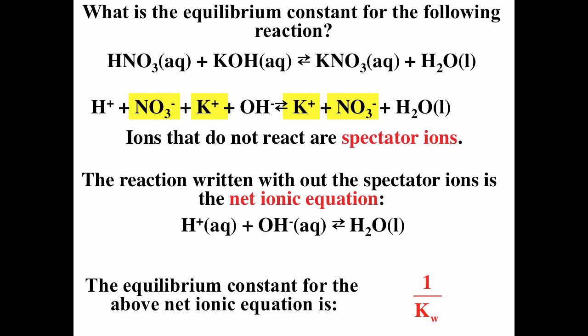The equilibrium constant for the net ionic equation is also the equilibrium constant for the reaction that we started with. So it's kind of cool. To determine equilibrium constants, often what we have to do is figure out the net ionic equation. Once we figure out the equilibrium constant for the net ionic equation, we've figured out the equilibrium constant for the reaction that we started with. Kind of cool. We can look at another one.